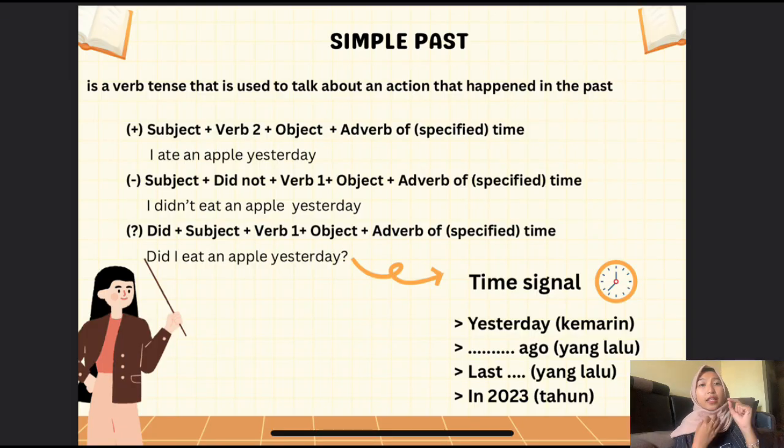Nah, in the negative and interrogative, verbnya berubah menjadi verb 1, okay, plus object. For the example, I didn't eat an apple yesterday. Okay. So the interrogative, did I eat an apple yesterday?